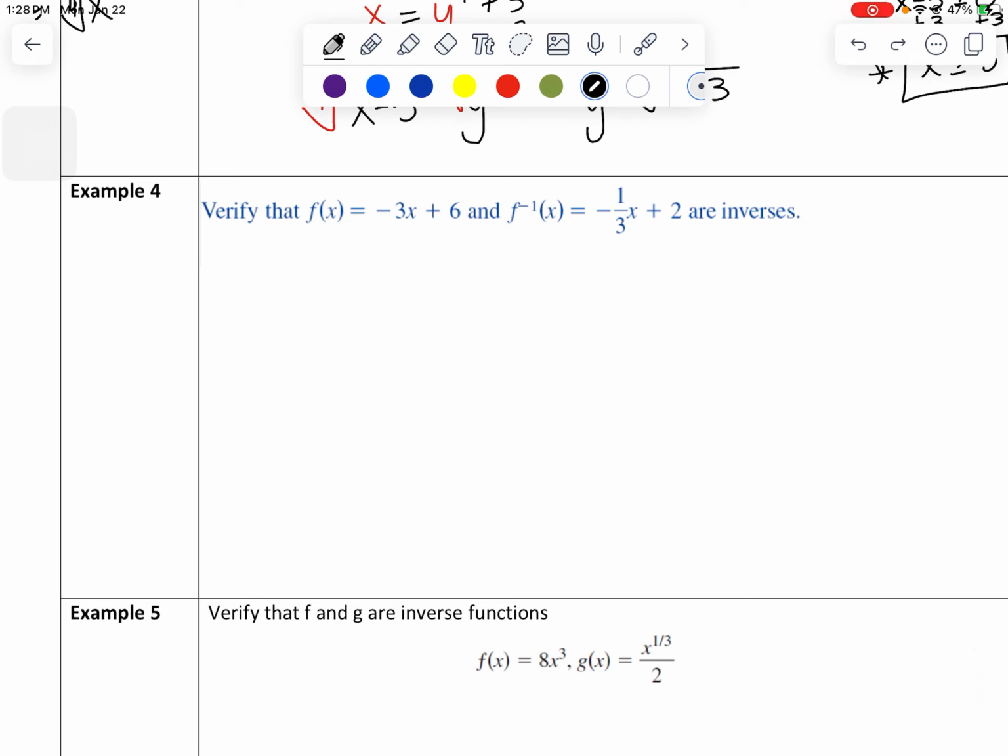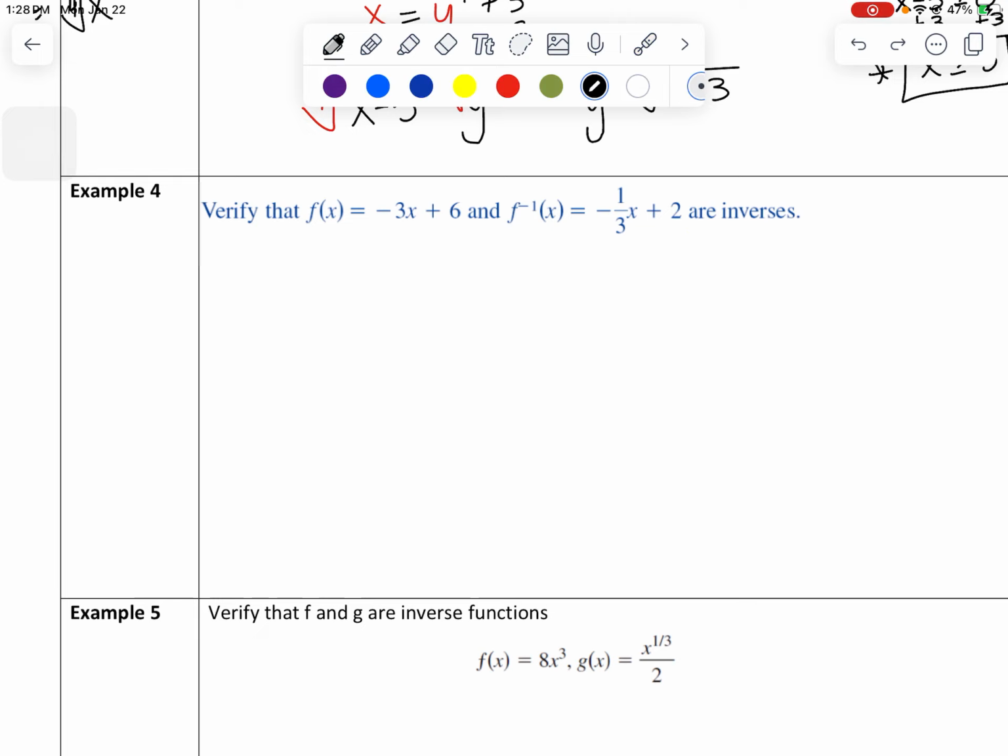And then we're going to verify that they are inverses. That's the last thing we do in this unit. These are the two functions that I found earlier. We found y equals -3x plus 6, and then its inverse was -1/3 x plus 2. That was our first example for finding inverses.